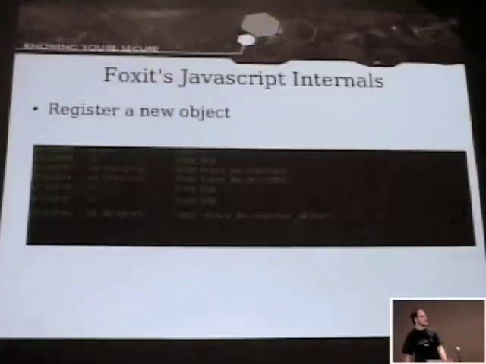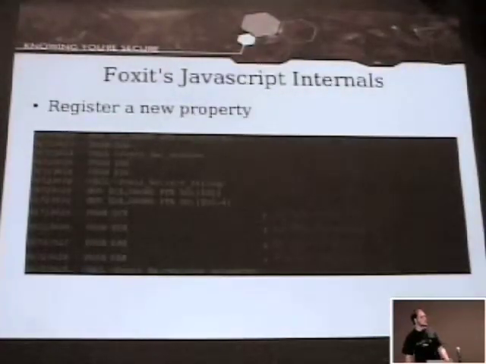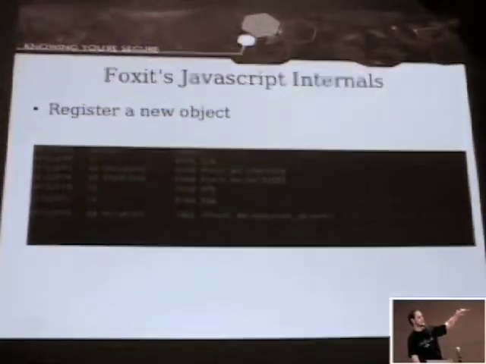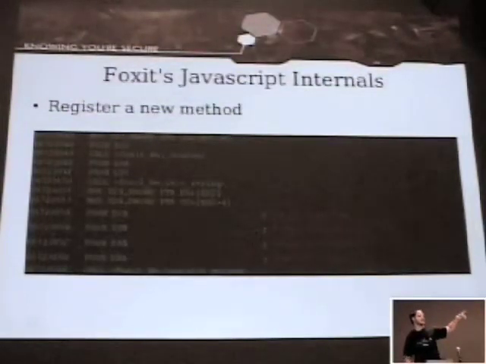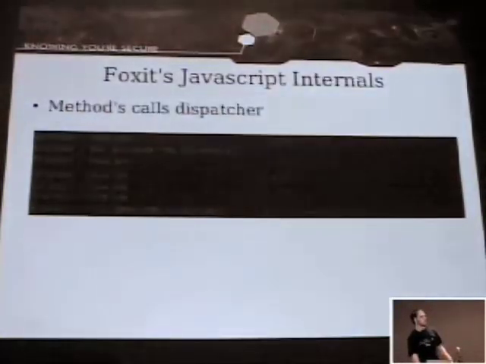Here we see how to register a new object. The last argument is the object name. How to register a new property: you have the setter function, the getter function, the property name, and the parent object. This parent object is the object identifier that we get here. So you first get an object identifier here that you use when you register a new method. A new method needs how many arguments the method is expecting, the function pointer, the function name, and the parent object. And here you have the method call dispatcher.